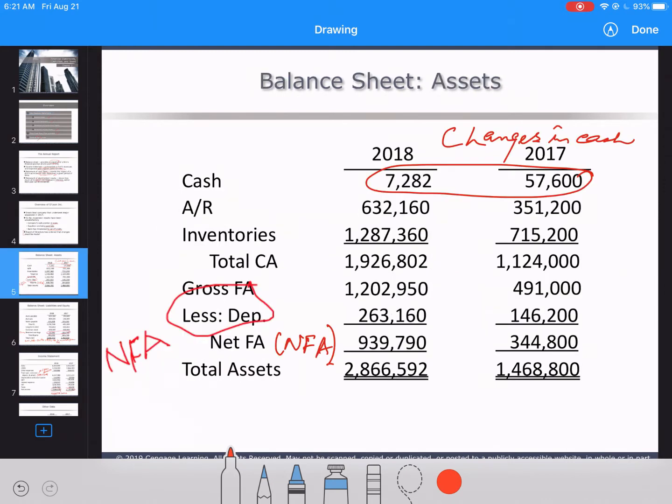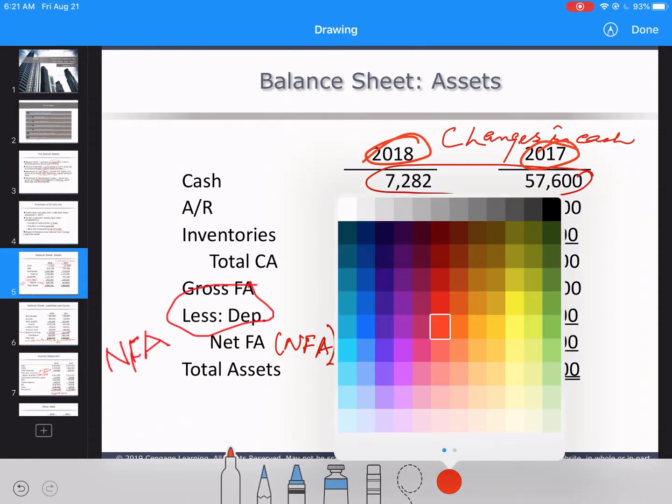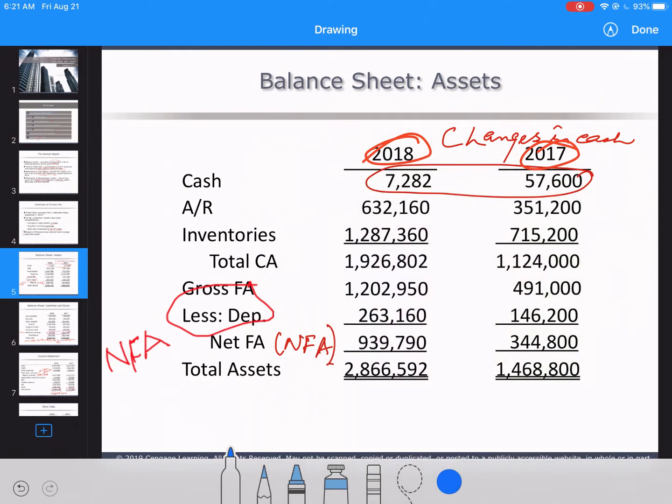So this is the balance sheet for 2017, and this is 2018. When you look at the changes, you can see that cash has decreased from 57,600 to 7,282. This change in cash, you'll figure out through the statement of cash flow. When you know the change is the same as 57,600 minus 7,282, that means your cash flow statement is done right.